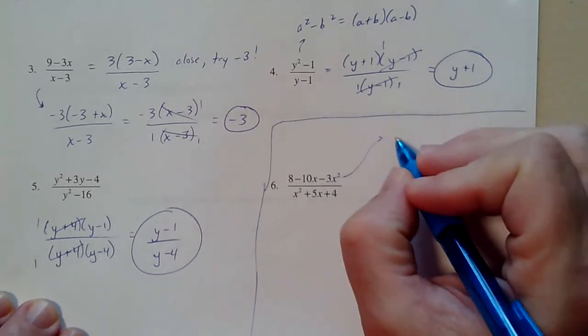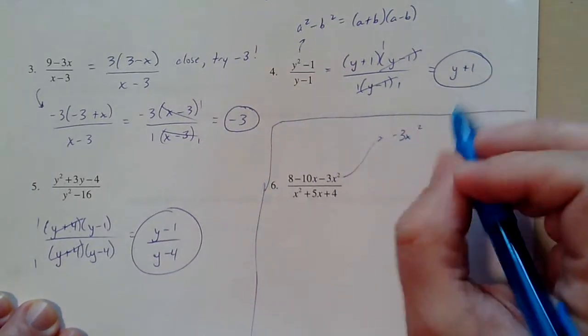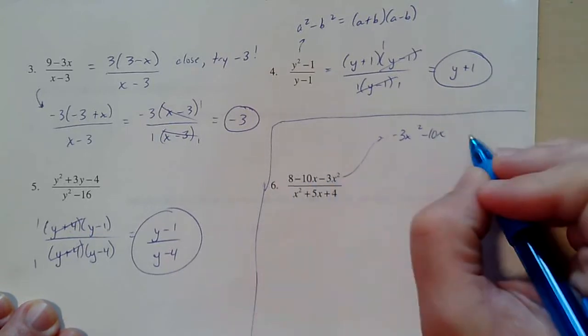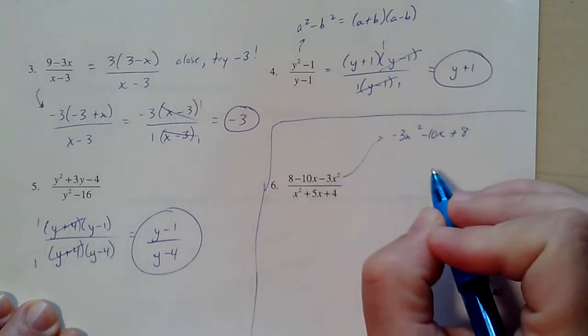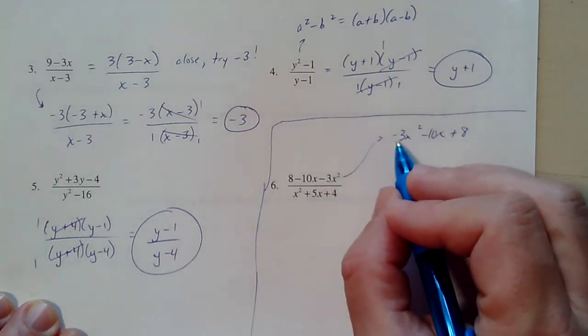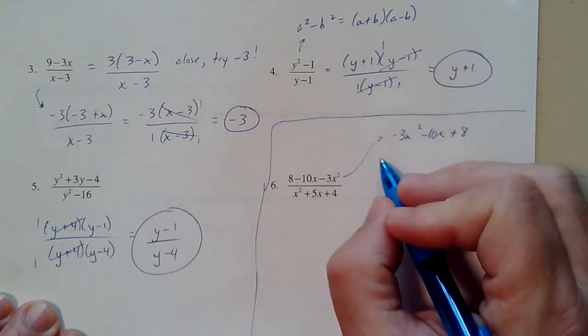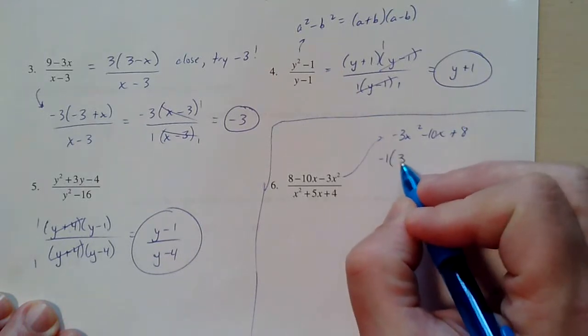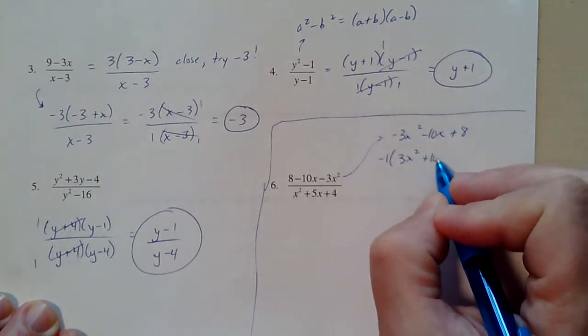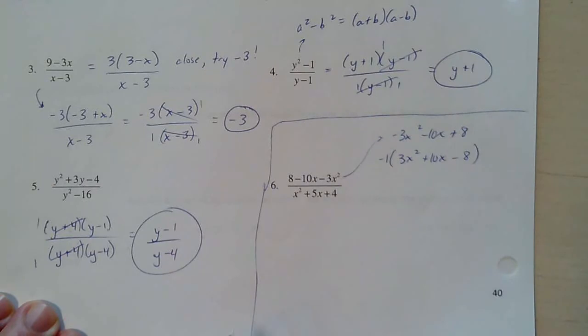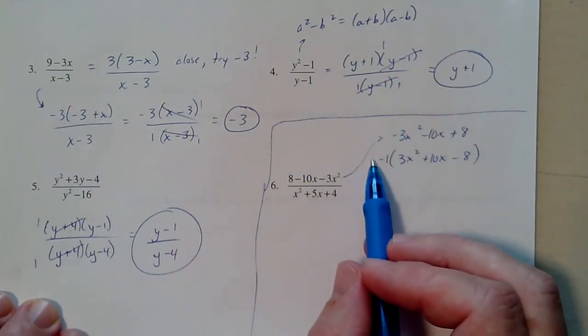All right, so I'm going to rearrange it. Negative 3x squared minus 10x plus 8. All right, it's not fun to factor when a is negative. I mean, we could. I think it's best to just take the negative 1 out right now. Okay, now let's focus on factoring this expression. We'll just leave the negative out here.